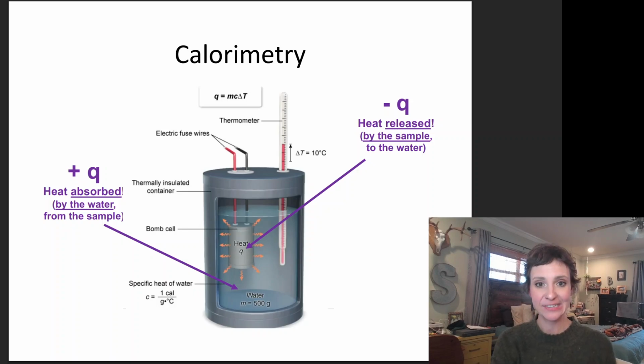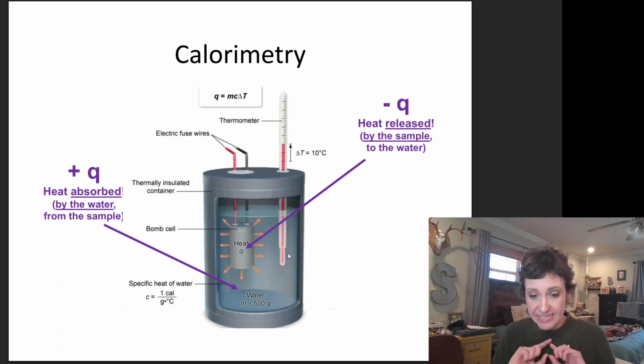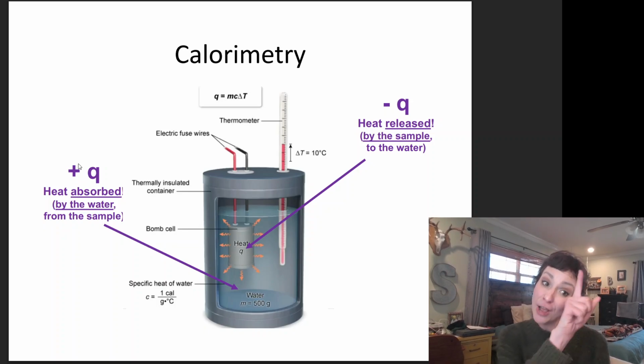Okay, so here's another nice picture of a calorimeter. Here's my reaction vessel. It looks like heat is being transferred from the reaction into the water, meaning it is being released, right? So we can say that the heat released by the sample, if it's being released, is going to be a negative Q. And that heat is going to be absorbed by the water, so that water will have a positive Q. Their Q's will be the same.